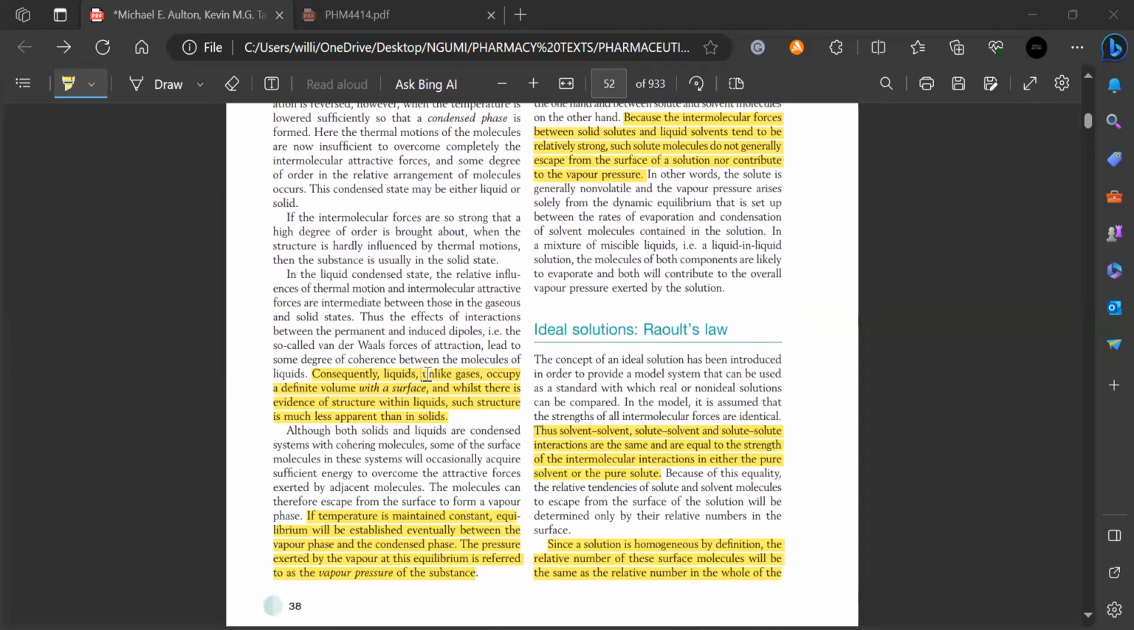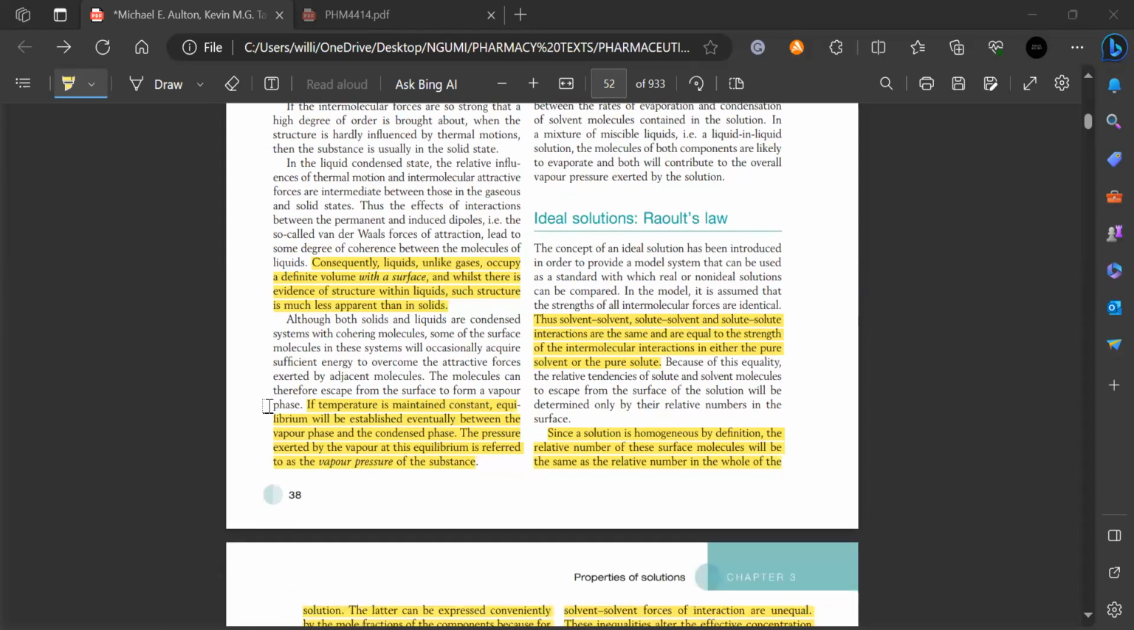Unlike gases, liquids occupy a definite volume with a surface. And whilst there is evidence of structure within liquids, such structure is less apparent than in solids. So just what I've said, these thermal motions are not as strong as those in the gaseous state. So if temperature is maintained constant, equilibrium can eventually be established between the vapor phase and the condensed phase.